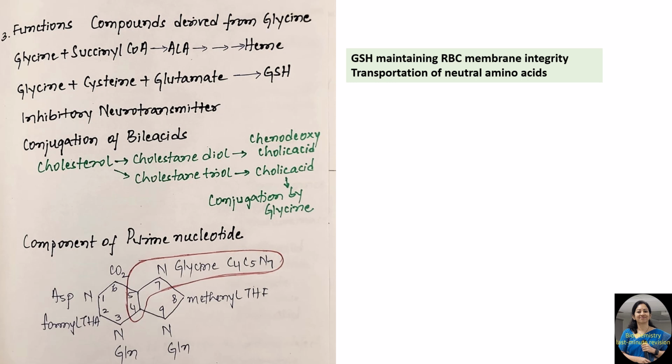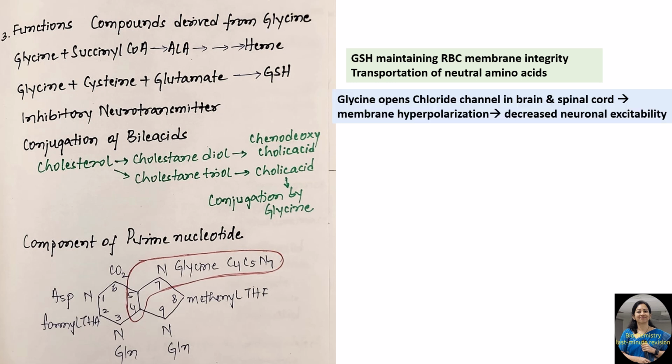These can be asked as a 3-marker question, or as a 2-marker question. Now glycine is also an inhibitory neurotransmitter in the brain and spinal cord. This results in membrane hyperpolarization by opening the chloride channel, and this is how it decreases neuronal excitability. Apart from this, glycine is required for conjugation of bile acids.